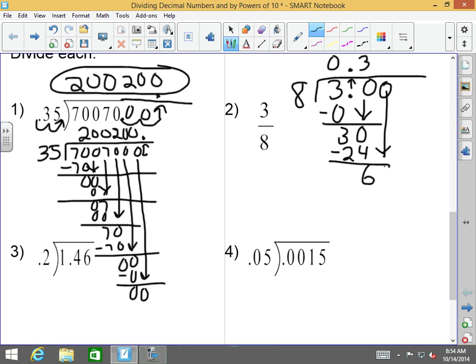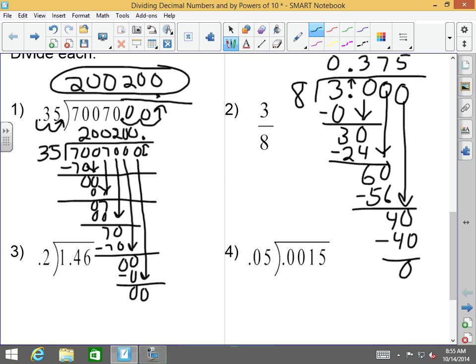Bring down a 0. How many times does 8 go into 60? 7 times. Very good. That's 56. Excellent. That's a 4. Bring down a 0. How many times does 8 go into 40? 5 times. And bada bing, bada boom. You're done, my brothers. 3/8 equals 0.375.